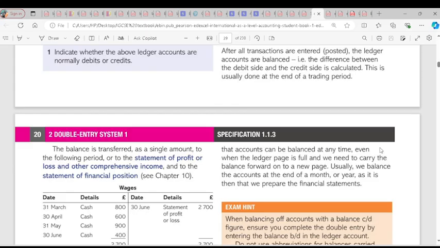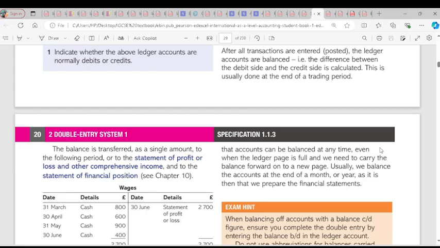So that figure that you're adding becomes the balance brought down on the other side that has the highest value. Okay. So that highest value becomes the opening balance in the subsequent account.